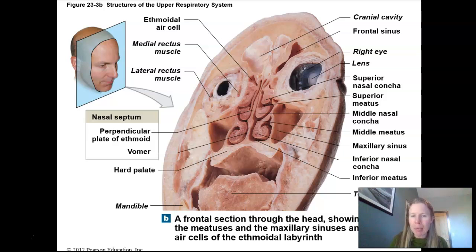And these are, of course, all covered in a mucous membrane. So this is a pseudostratified ciliated columnar epithelium, right? And if you remember, pseudostratified ciliated columnar epithelium is going to be really good at producing mucus, and it has cilia. And so both mucus and cilia are going to help us trap pathogens here in the nasal cavity, and even larger things, dust and stuff like that.